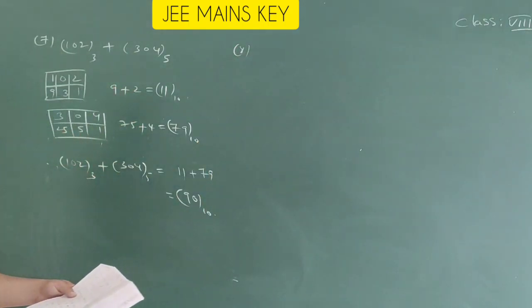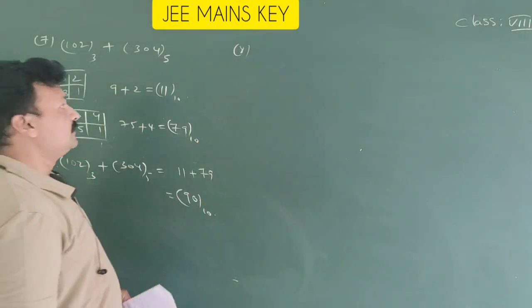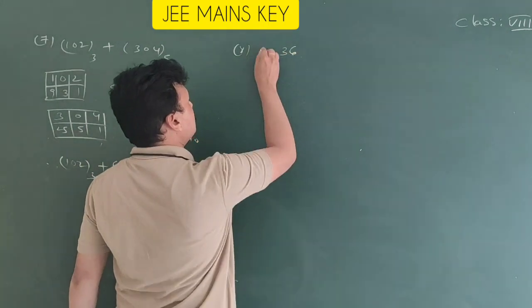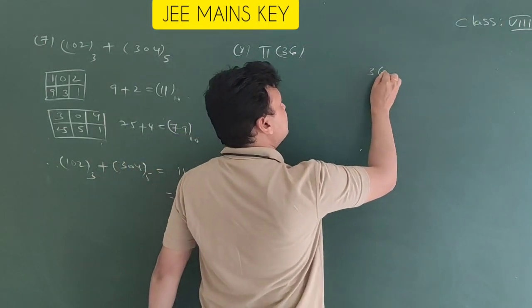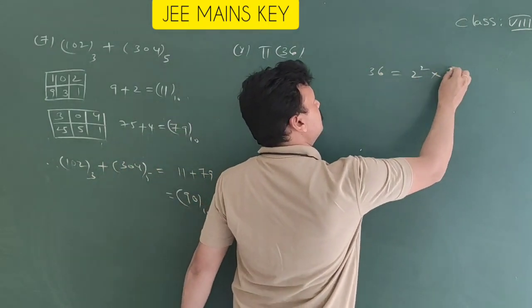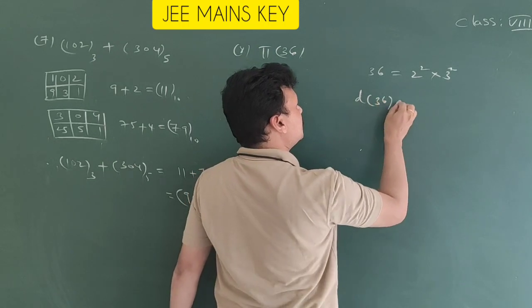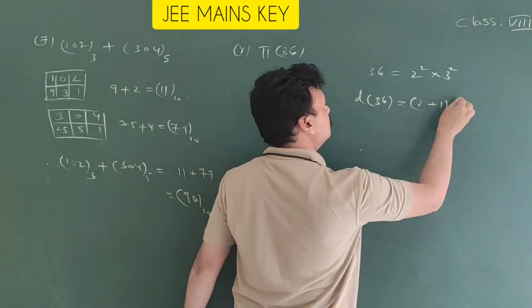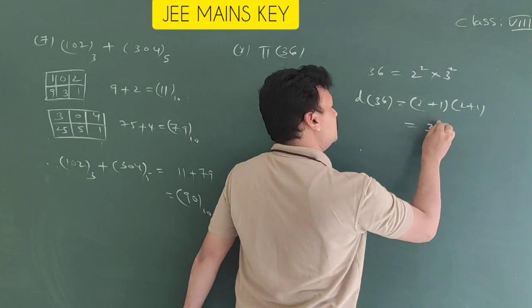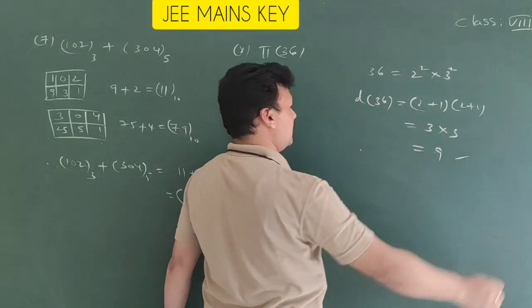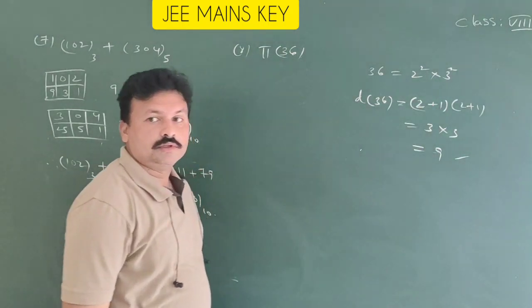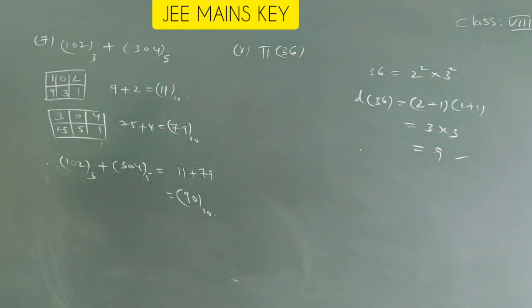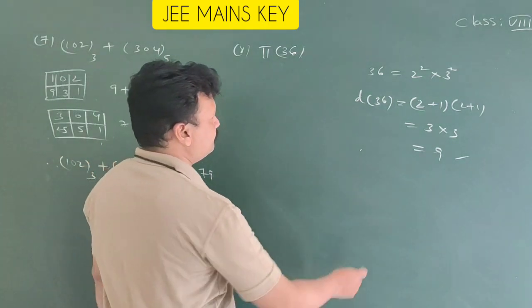Next, eighth one. The product of factors of 36. First of all, 36 equals 2 square into 3 square. The number of factors of 36 is 2 plus 1 into 2 plus 1, then 3 into 3, 9, which means a square number. If the given composite number is a perfect square, the number of factors is odd.